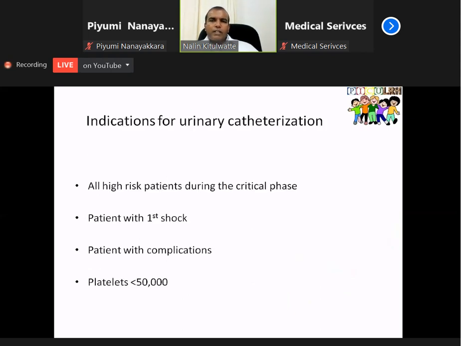Right. So we have put the indications for urinary catheterization into these guidelines, because this is very important. All high-risk patients during the critical phase need a catheter. Patients with first shock, patients with complications, patients with platelets less than 50,000 need a catheter because these are high-risk patients. So you have to monitor the urine output very carefully. A child below 1 year, an infant, having DHF, needs a catheter to monitor the urine output very carefully.